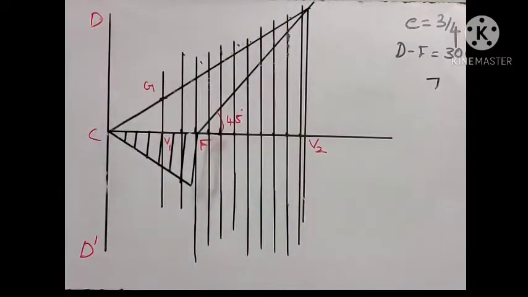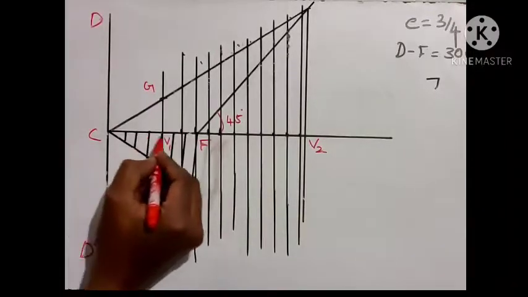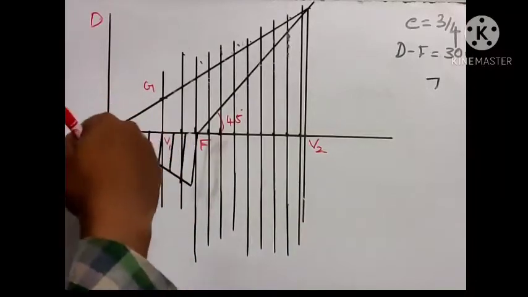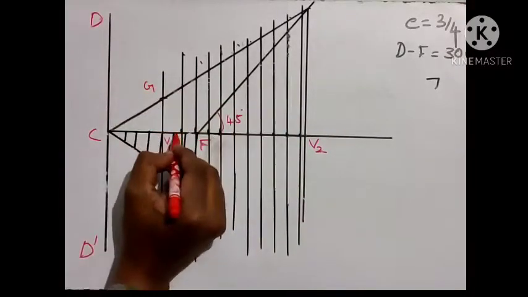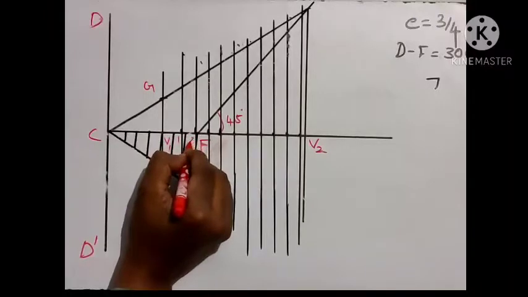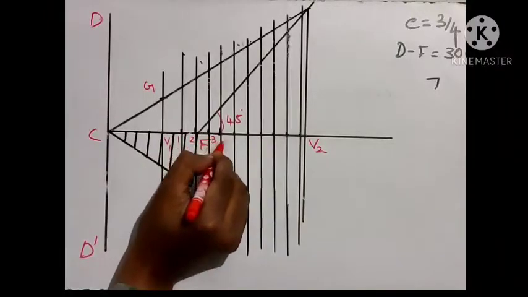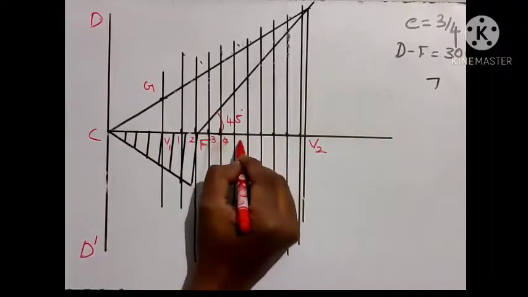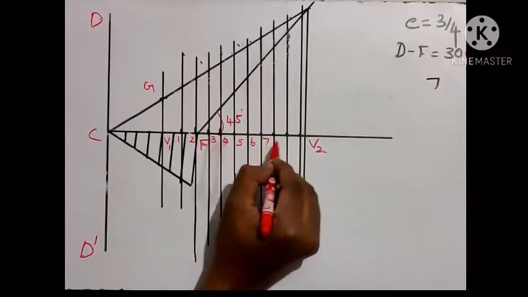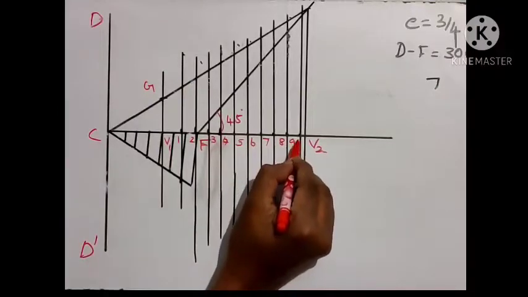So something like this, you need to make the vertical lines. Once you've done that, you need to name these lines. At the intersection of the vertical line and the axis, at that point you need to name this. I'm going to name as 1, 2, 3, 4, 5, 6, 7, 8, 9, 10.